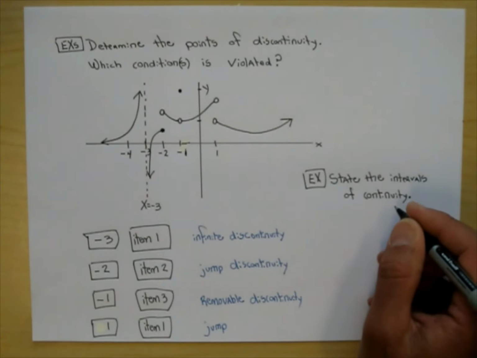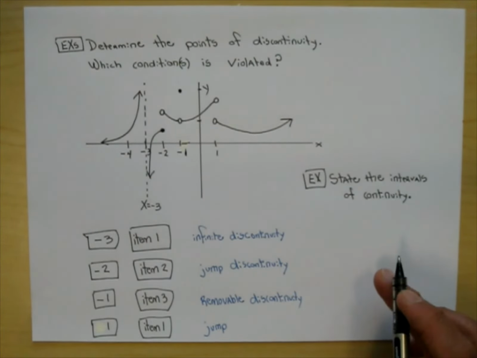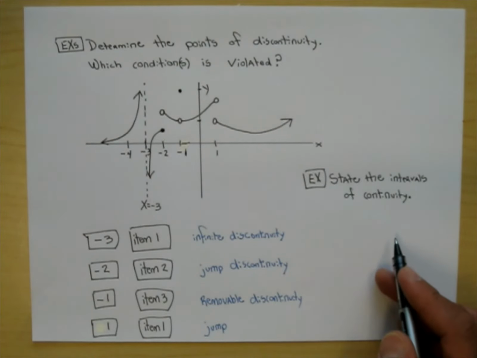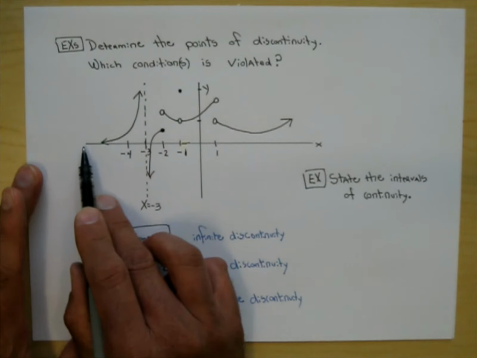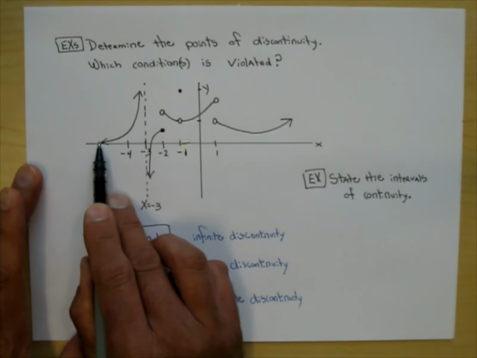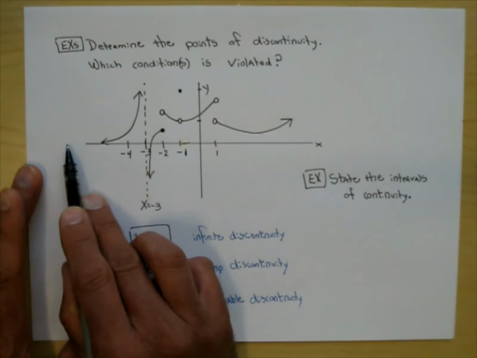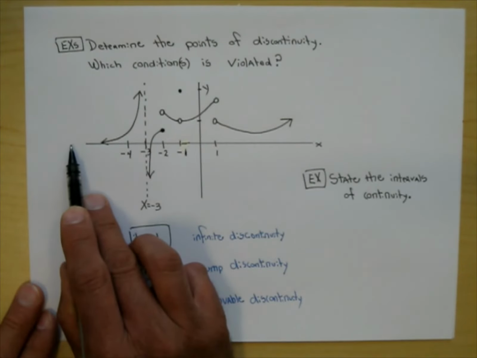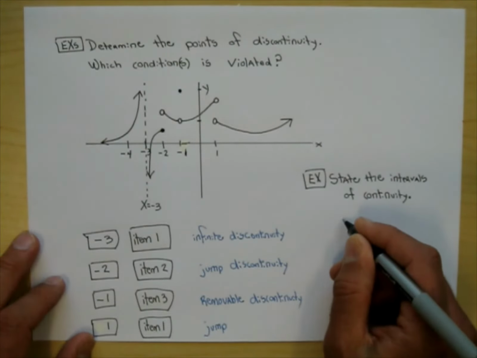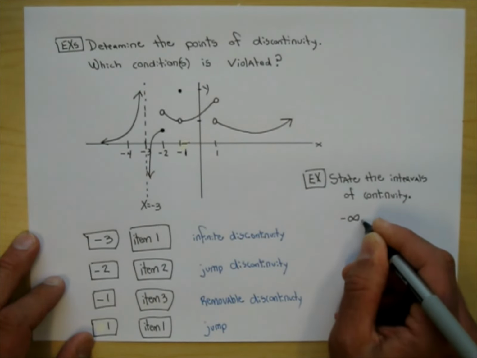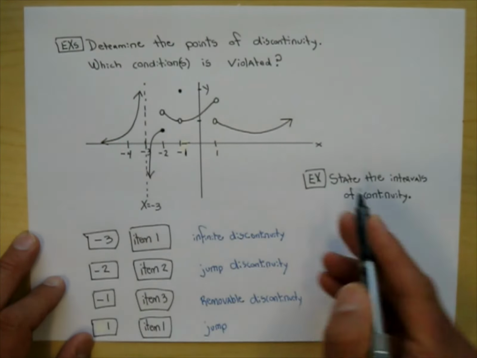Each interval you can trace without lifting the pencil off the paper. So stating the intervals of continuity, the first interval of continuity would be from, well, what x value? Well, you're going that way. It's running along a horizontal asymptote, so it's coming up here. So it comes from -infinity to the x value of -3.